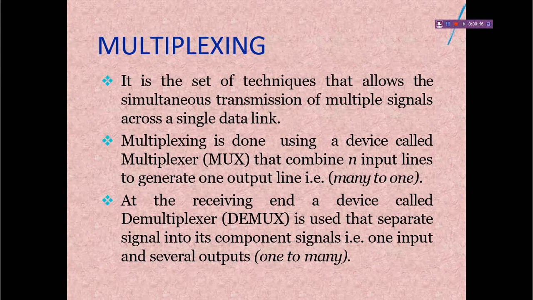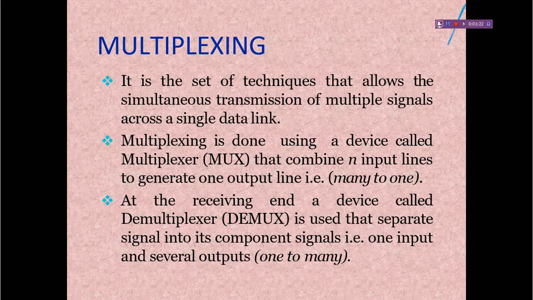First of all, what is multiplexing? Multiplexing is a technique that allows the simultaneous transmission of multiple signals across a single data link. Means multiple different signals can travel on a single data link. And it can be done using a device called multiplexer or MUX. MUX combines n input lines to generate one output line. Means n input signals are combined to generate a single output line.